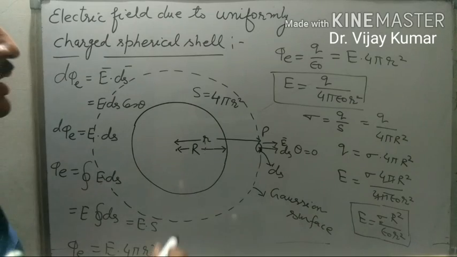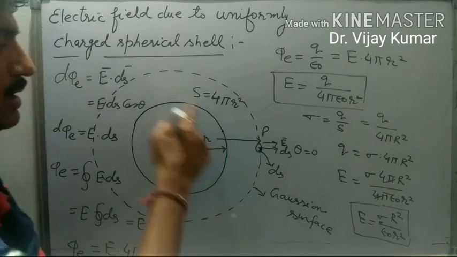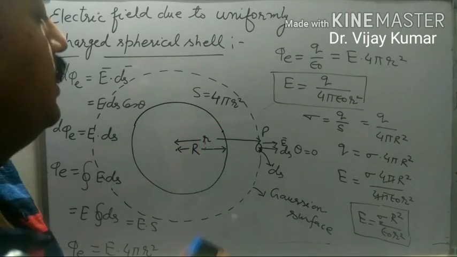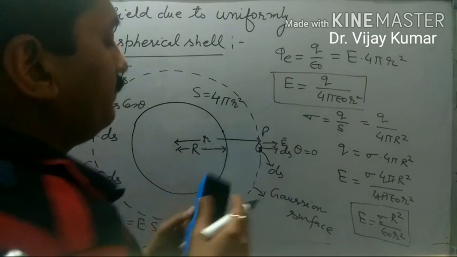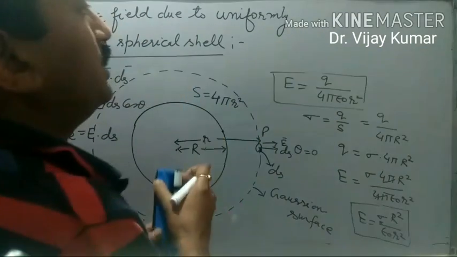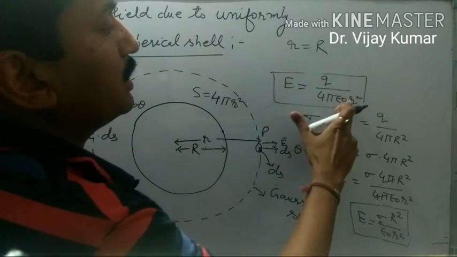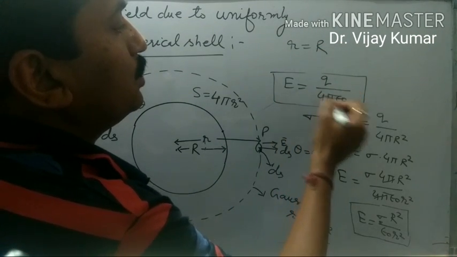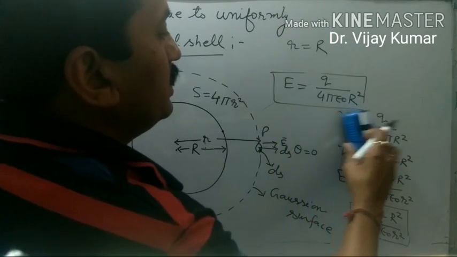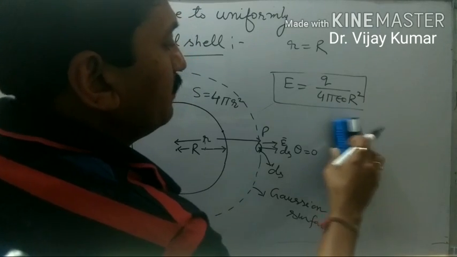If we want to determine the electric field at the surface of the spherical shell, that is, at the circumference of the shell, small r becomes equal to capital R. It means the electric field becomes Q upon 4 pi epsilon naught capital R square. This is the electric field at the surface of the spherical shell.